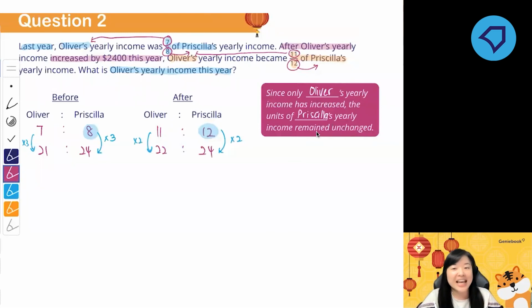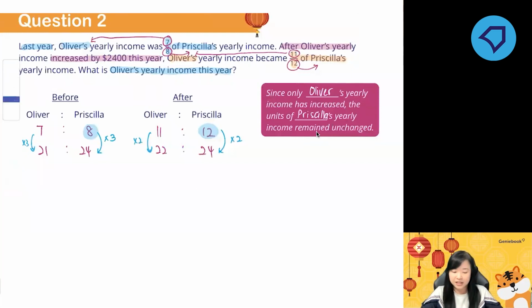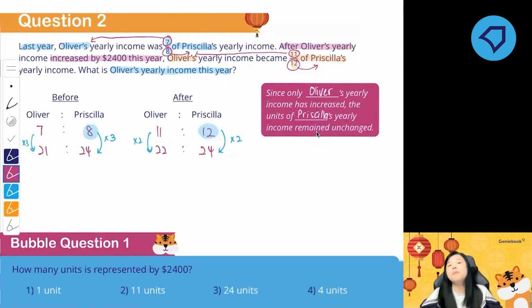Very good. And now, let's look at 2004. I think that's your first bubble question, a simple one. Everybody, look at it. How many units is represented by 2004? So I'm going to launch the question now. Are you ready? Easy? Let's go. There are a lot of different ways of doing it, but we just do the standard way.